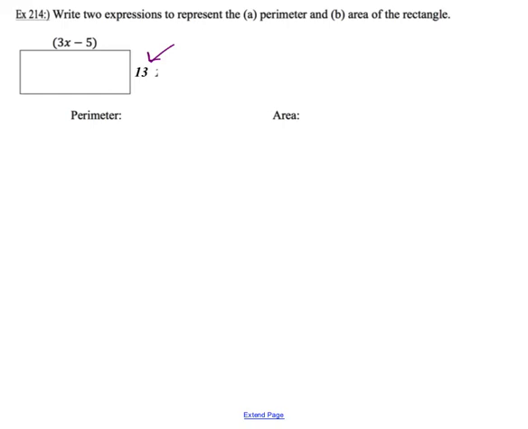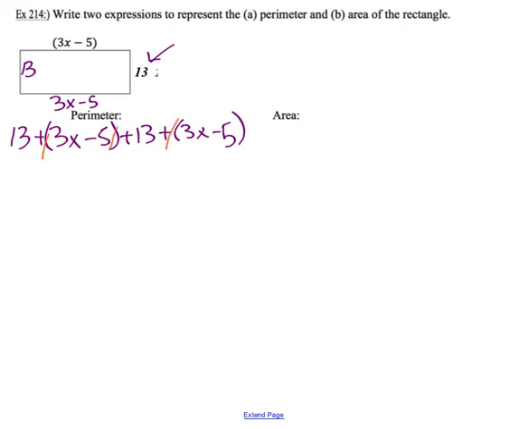of the rectangle. First, perimeter. If this side is 13, the opposite side is 13. If the top is 3x plus 5, the bottom's 3x. Oh, I mean minus 5, 3x minus 5. So the perimeter is going to be 13 plus 3x minus 5 plus another 13 plus another 3x minus 5. So these parentheses don't do anything. I don't need them, so I just get rid of them.